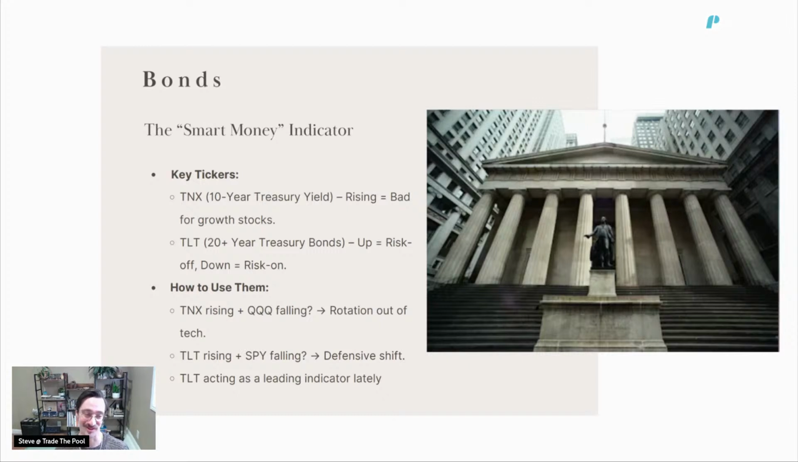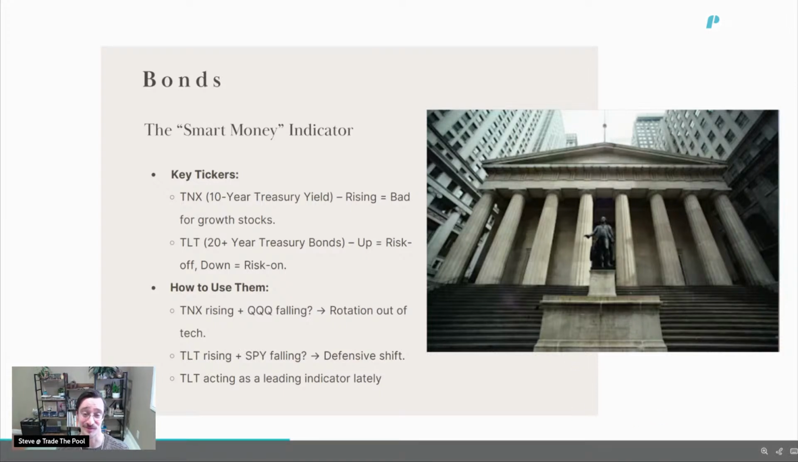Mo, we got a bond trader in here. She says smart traders in quotations. You're smart. I've learned a lot about bonds from Mo. So thank you for being here.